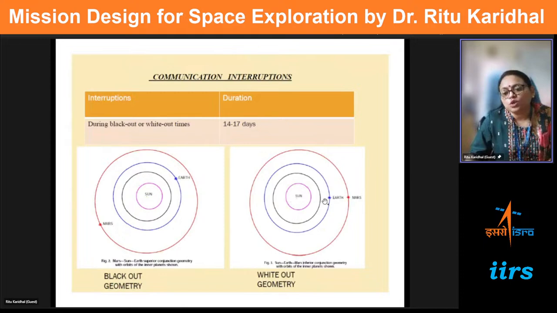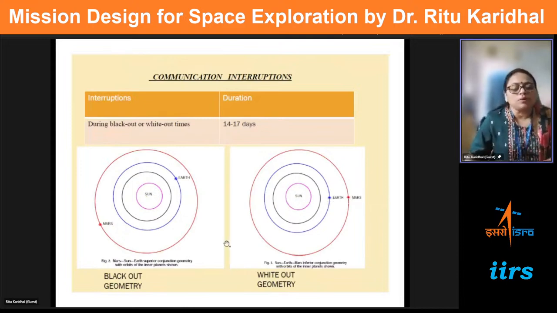Similarly, you can see in this geometry when we have Mars on the same side of Earth, what will happen is Mars is sending data to Earth, but in the background you have the Sun. It's such a huge noise you will get from the Sun that the signal strength will reduce. This is called whiteout. It is like if you're driving in a vehicle and somebody's focus light is coming from the front, everything gets dazzled. So we cannot communicate at that time also. This is called whiteout geometry.